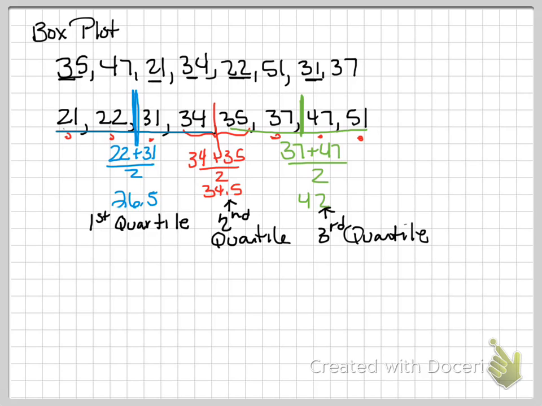Now what we're going to do is take these three numbers and then also our minimum number, which is this one right here. This is our min. And our max, so our last number. And we're going to plot them all.